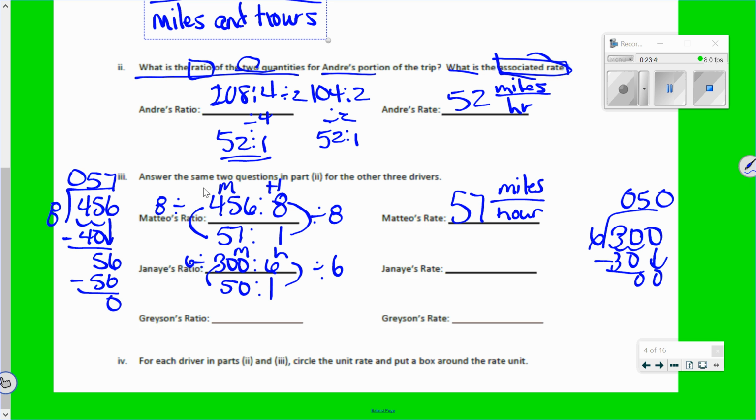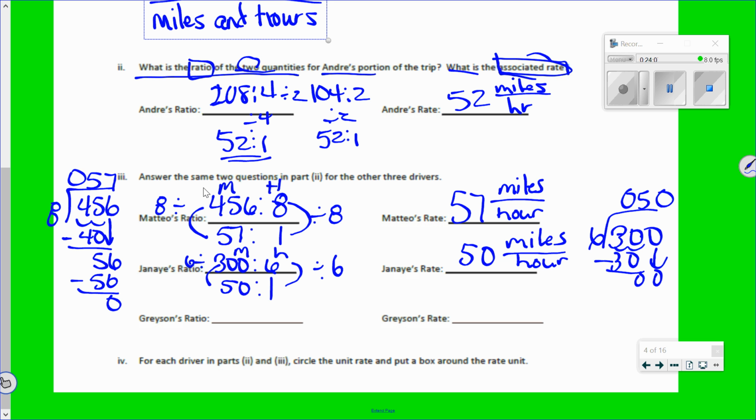So I get 50 miles in 1 hour. So what is Janae's rate? Who can tell me? 50 miles to 1 hour. 50 miles, and you can say per hour because per means 1. Any questions?